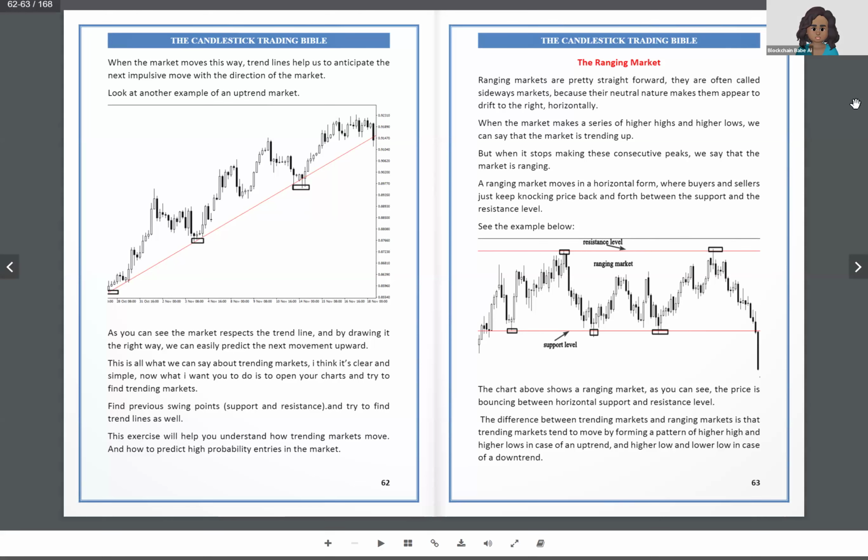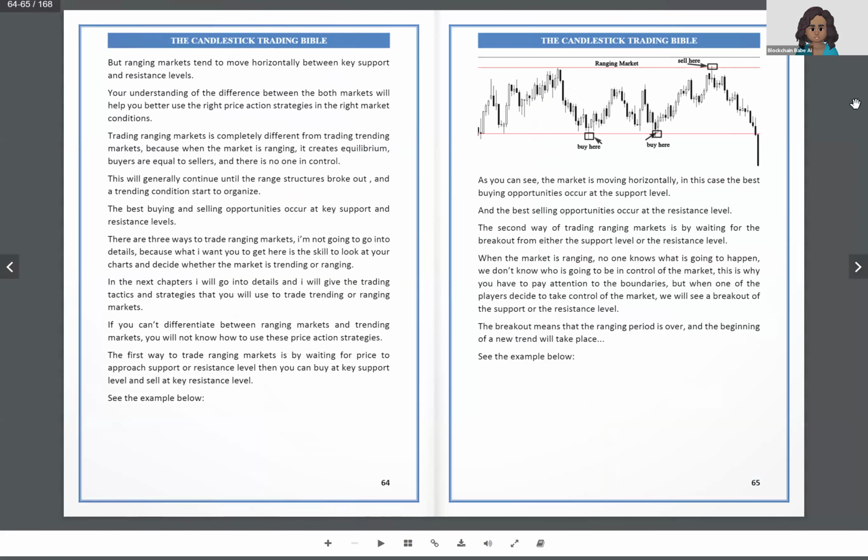The chart above shows a ranging market. As you can see, the price is bouncing between horizontal support and resistance levels. The difference between trending markets and ranging markets is that trending markets tend to move by forming a pattern of higher highs and higher lows in case of an uptrend, and higher lows and lower lows in case of a downtrend.